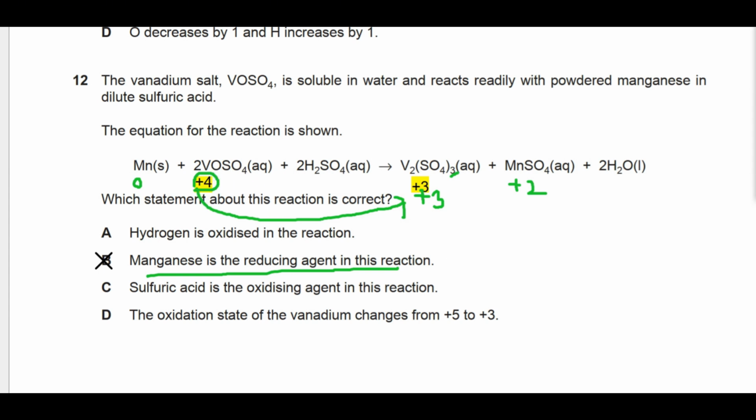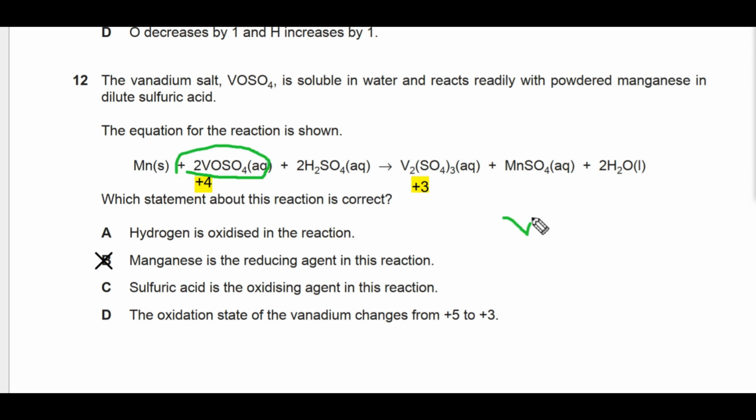And why plus 4 here? How is VOSO4 plus 4? You see, VOSO4, here VO is plus 2 and SO4 is minus 2. So plus 2. So here vanadium is plus 4.